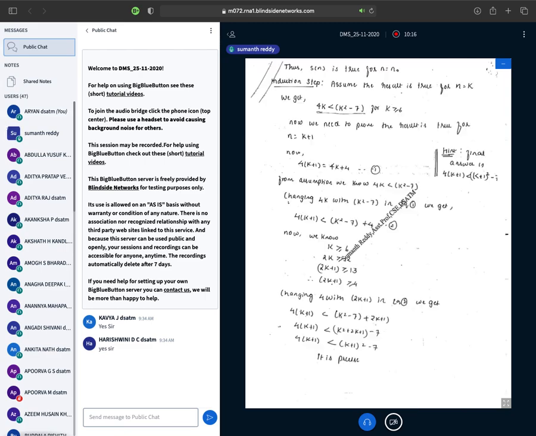Next, the statement that I need to assume now is that the statement is true for n equal to k. If I assume that, this can be written as 4k is less than k square minus 7, correct? So now you can guess the final answer. Students, the final answer will be obtained just by replacing k with k plus 1. So the final answer will be 4 times k plus 1 is less than k plus 1 whole square minus 7. So that is the final statement that we need to prove.